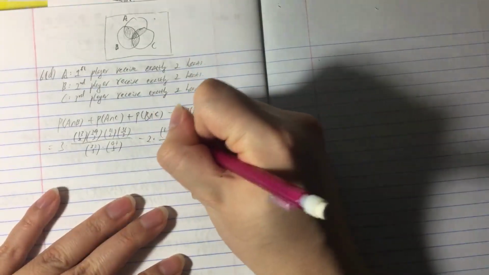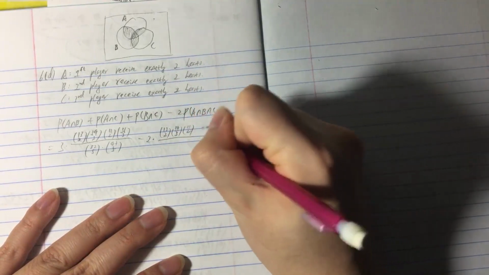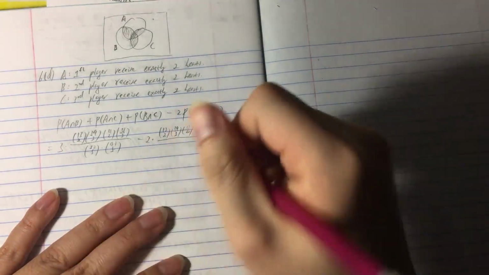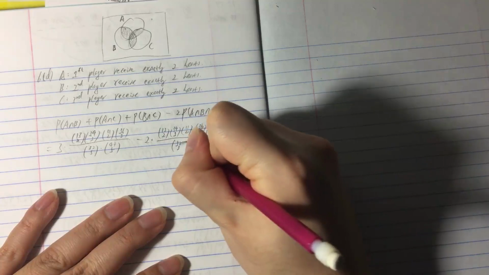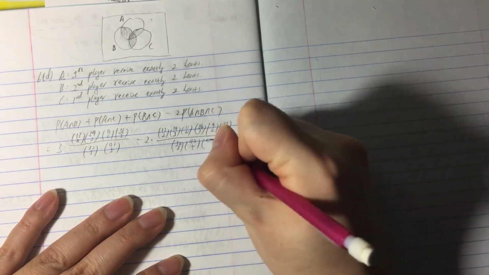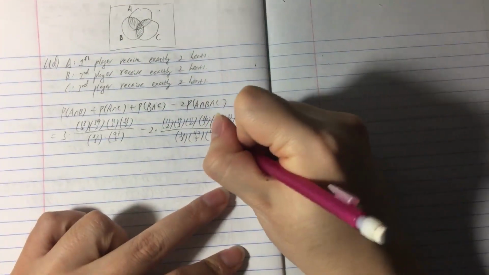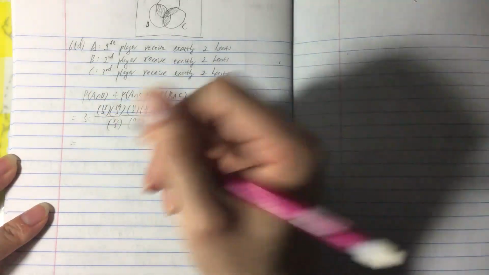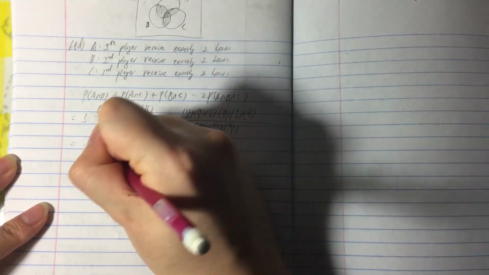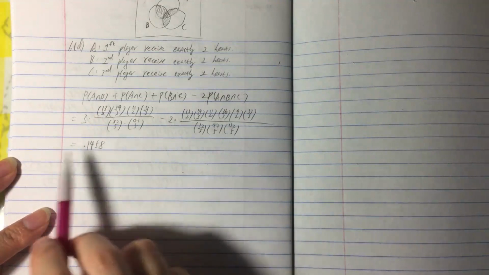So let me put it here. 13 choose 2, 39 choose 3, 11 choose 2, 36 choose 3, 9 choose 2 times 33 choose 3, over denominator 52 choose 5, 47 choose 5, 42 choose 5. Then use calculator. Here I use my calculator. I get 0.1458. So that's the probability that at least 2 players receive exactly 2 hearts.